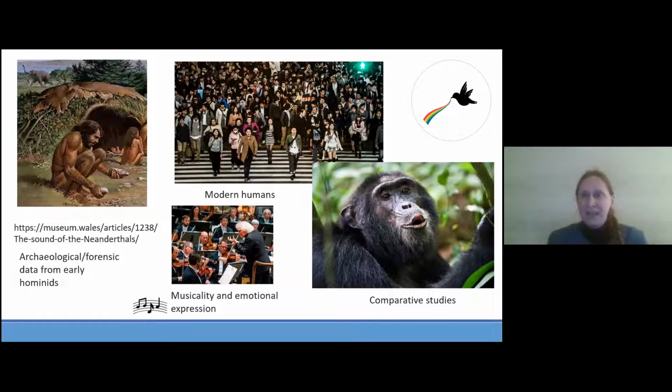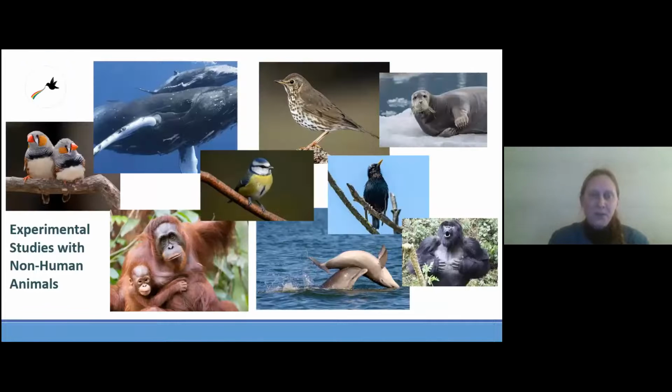But unfortunately, Neanderthal and other early hominids are no longer around, so we can't test them directly, but modern humans are. So not only is there the potential for laboratory-based studies, but we can study visual arts, literature, musicality and emotional expression, and there is the possibility for comparative studies with our close relatives, the great apes. But we can move on to experimental studies with non-human animals as well. There are some really great opportunities out there.